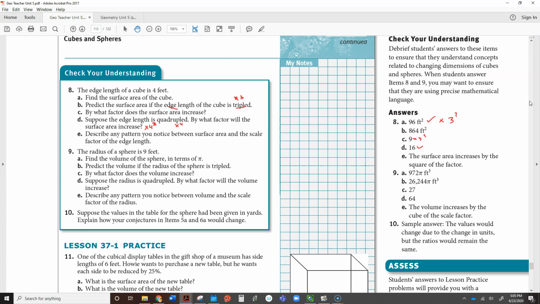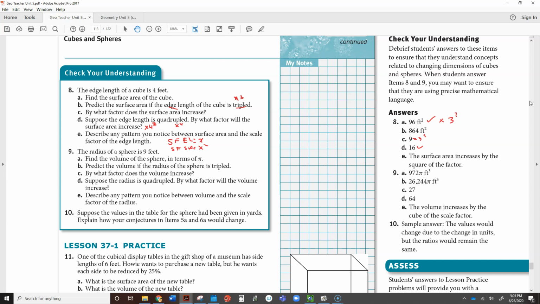Describe any pattern you notice between the surface area and the scale factor of the edge length. So the scale factor for the edge length is, let's say x, then the scale factor for the surface area will be x squared. Okay, that's the pattern that we've seen.